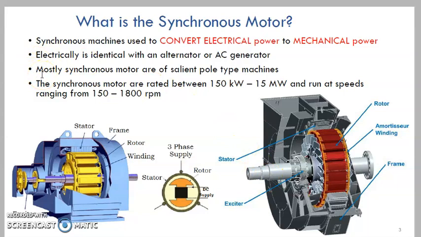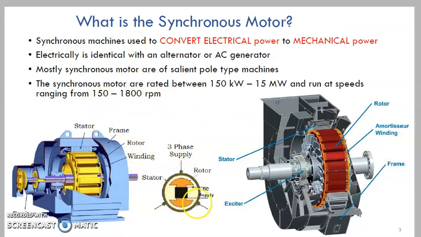Mostly for synchronous motors, we have the salient pole type, whose construction is wider in terms of diameter. Synchronous motors are rated between 150 kilowatts up to 15 megawatts, and run at very low speed, ranging from 150 RPM, rotations per minute, up to maybe 1800 RPM. The more poles you construct, the lower the speed will be.